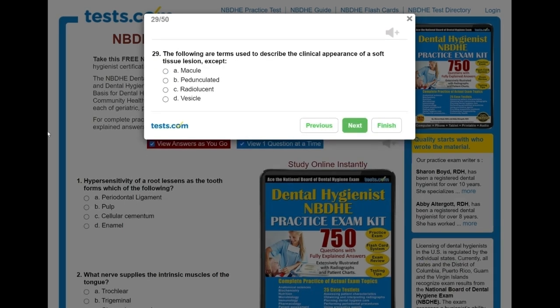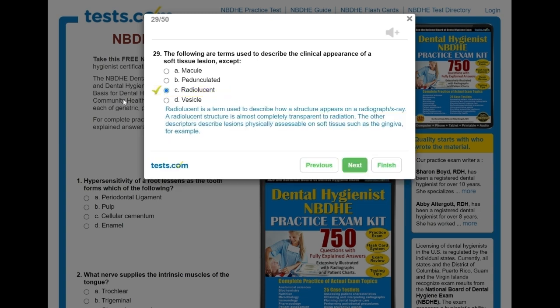Question 29. The following are terms used to describe the clinical appearance of a soft tissue lesion except A. Macule. B. Pedunculated. C. Radiolucent. D. Vesicle. C. Radiolucent. Radiolucent is a term used to describe how a structure appears on a radiograph, X-ray. A radiolucent structure is almost completely transparent to radiation. The other descriptors describe lesions physically accessible on soft tissue, such as the gingiva, for example.